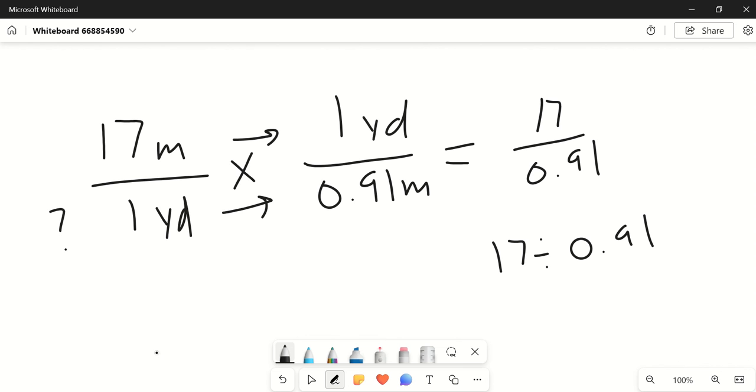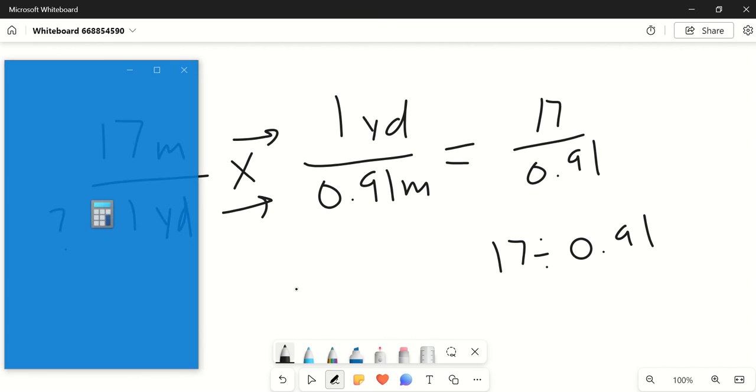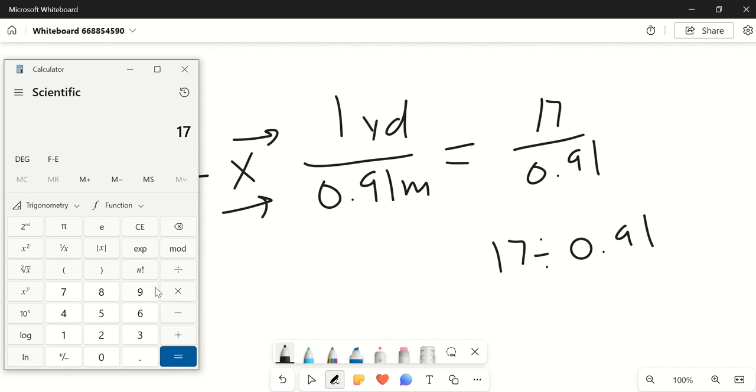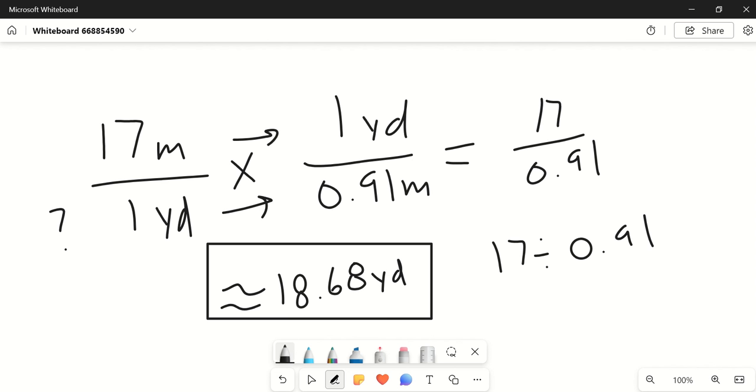We do not want to do this math, so calculator, 17 divided by 0.91, and it will give me this long number. But again, if we're going to keep rounding to the nearest hundredth, that's a 1, so it's 18.68, or about 18.68, and again, it'll be yards. 17 meters is roughly 18.68 yards.